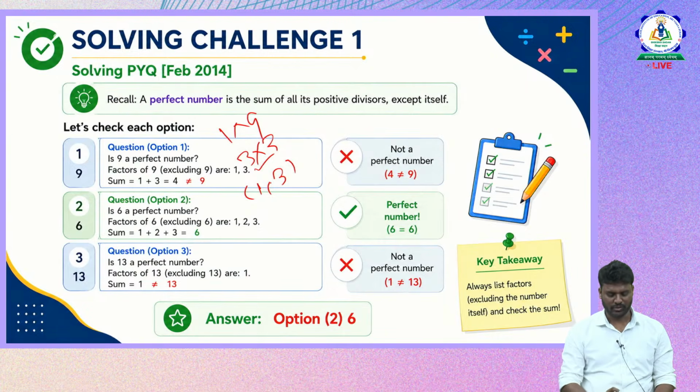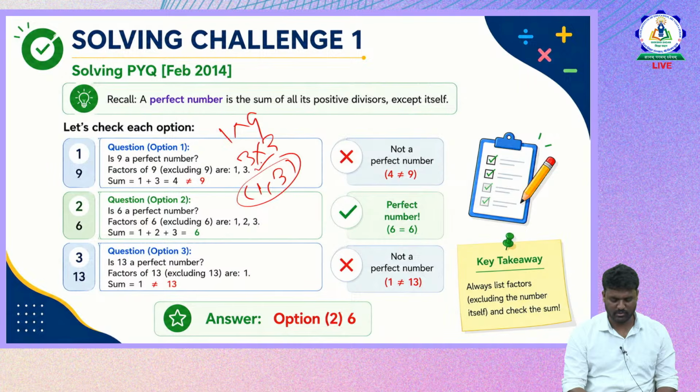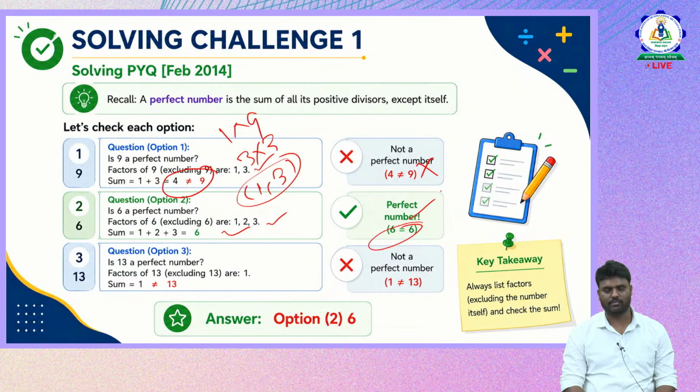Now we check whether the sum of the factors is equal to 9. 1 plus 3 is 4. Is 4 equal to 9? No, it is not equal, so 9 is not a perfect number. Now option 2: is 6 a perfect number? The factors of 6 are 1, 2, 3. When you add all these factors, 1 plus 2 plus 3 gives 6. So 6 equals 6, therefore it is a perfect number.